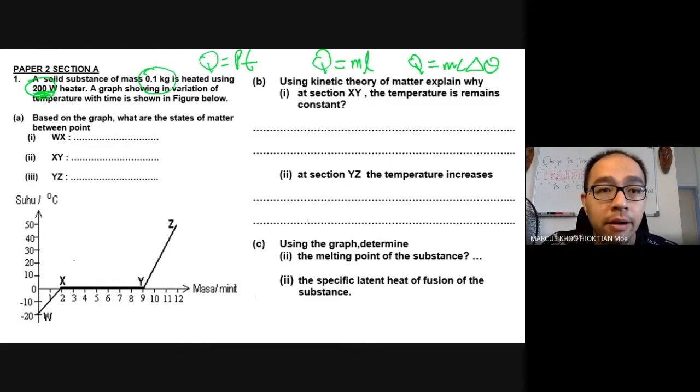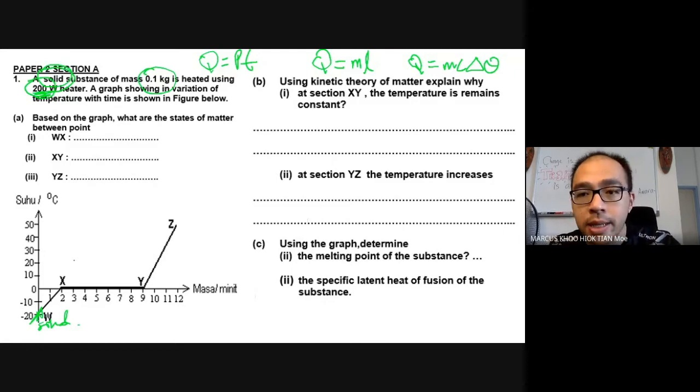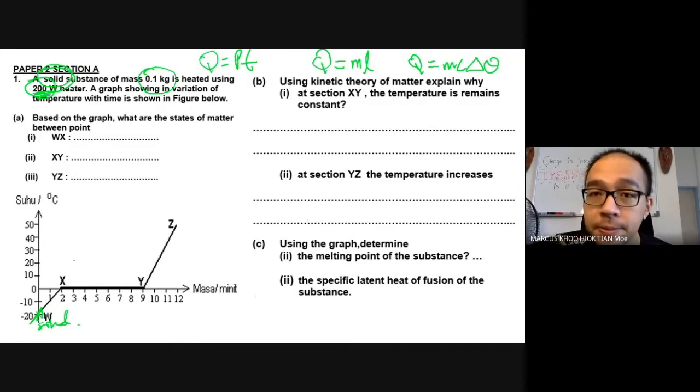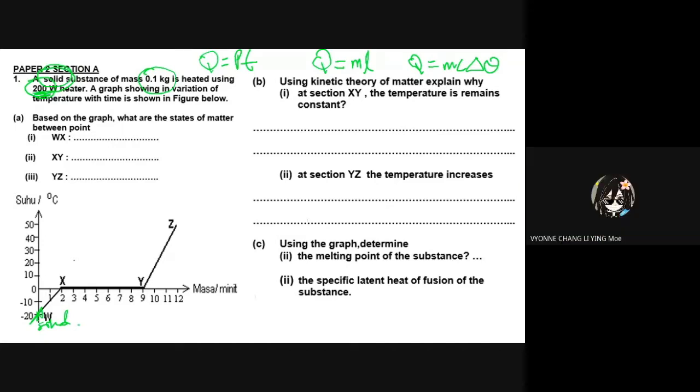Based on the graph, this is originally a solid substance. What are the states of matter between points WX, XY, and YZ? Let's do this randomly today. Vion, can you answer all three, please? WX solid, XY solid and liquid, YZ liquid.